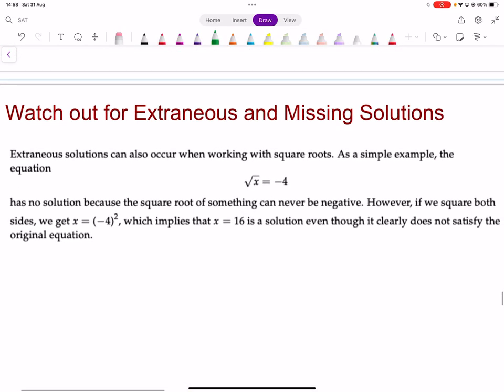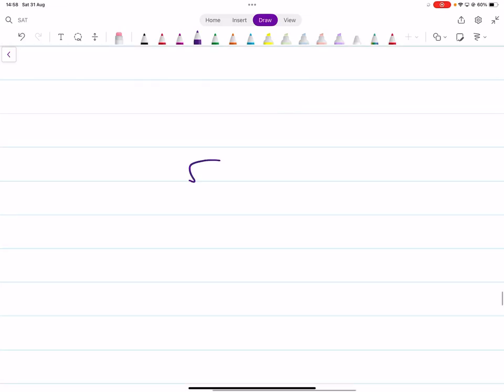Okay, what about this now? Square root of x equals minus 4. Can all of you try solving this equation? Try solving this equation and see what you get. Under root x equals negative 4.